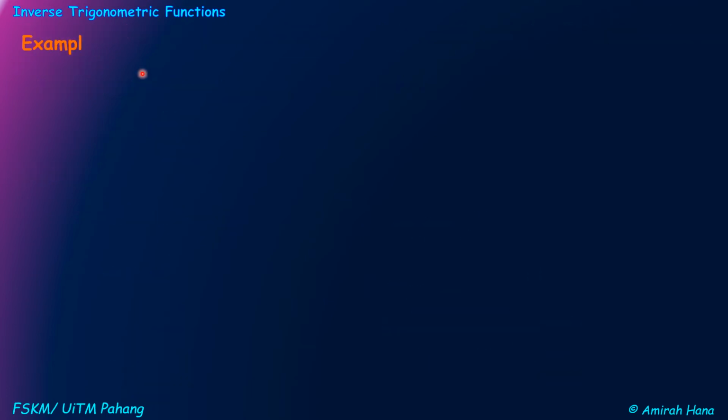Alright, now we continue with example 3. Without using a calculator, evaluate tangent composite with inverse sec 2. In this case, we cannot use the properties of trigo functions because we have a composite between different trigo functions. One of them is ordinary tangent and one of them is inverse sec. So to evaluate this function without using a calculator, we need to use a right angle triangle.